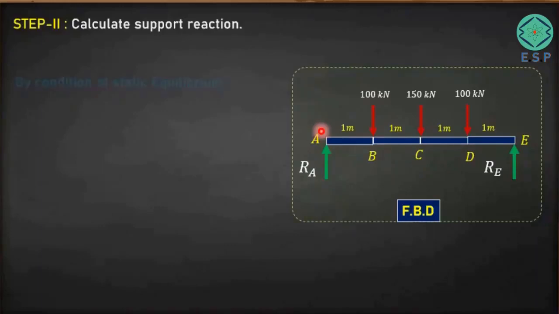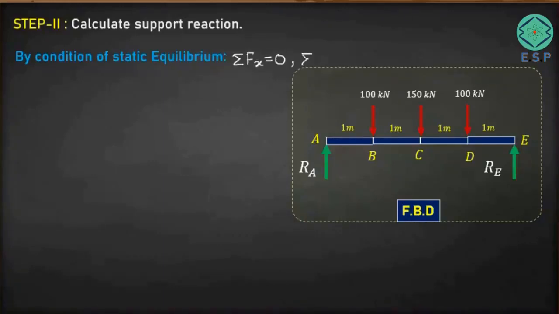To calculate the support reactions, we have to follow the conditions of static equilibrium. Let me explain them. The conditions of static equilibrium are: the summation of all horizontal forces, summation of Fx equals 0; the summation of all vertical forces acting on the beam, summation of Fy equals 0; and the summation of moments of forces about any point equals 0. These are called the conditions of static equilibrium.